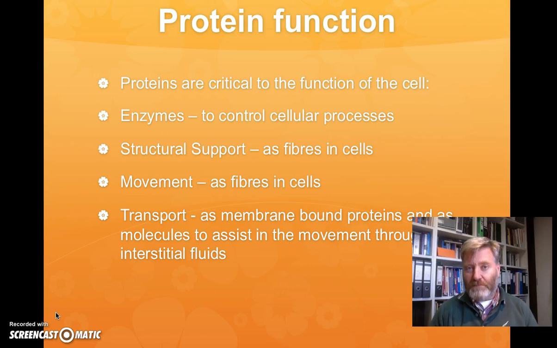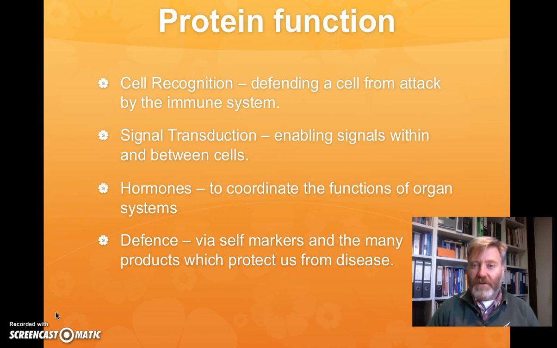That's one of the things that plants lack, is the number of proteins that we have. And so their ability to move is greatly restricted. We use proteins for transport things. So we have protein transport channels across membranes and things. We also use it for cell recognition.